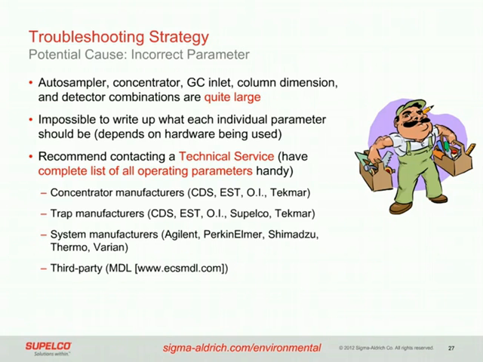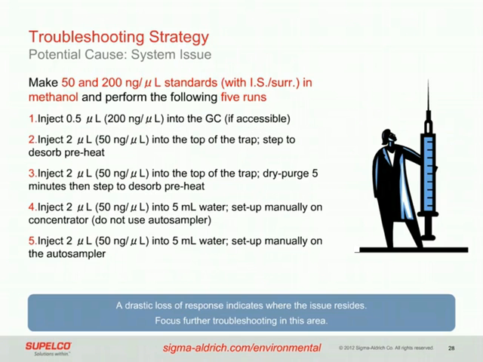In 2 slides, I'll show you a nice form you can fill out and send in to one of the technical services, listing everything that you need for them. There are many concentrator manufacturers listed alphabetically there. There are several trap manufacturers. You can contact the manufacturer of the entire system, the instrument companies, and also MDL is a third-party vendor, and they do a really good job with some of the troubleshooting too. It's a pay-as-you-go service, but they're actually really good. And we'll talk more about parameters in the next slide.